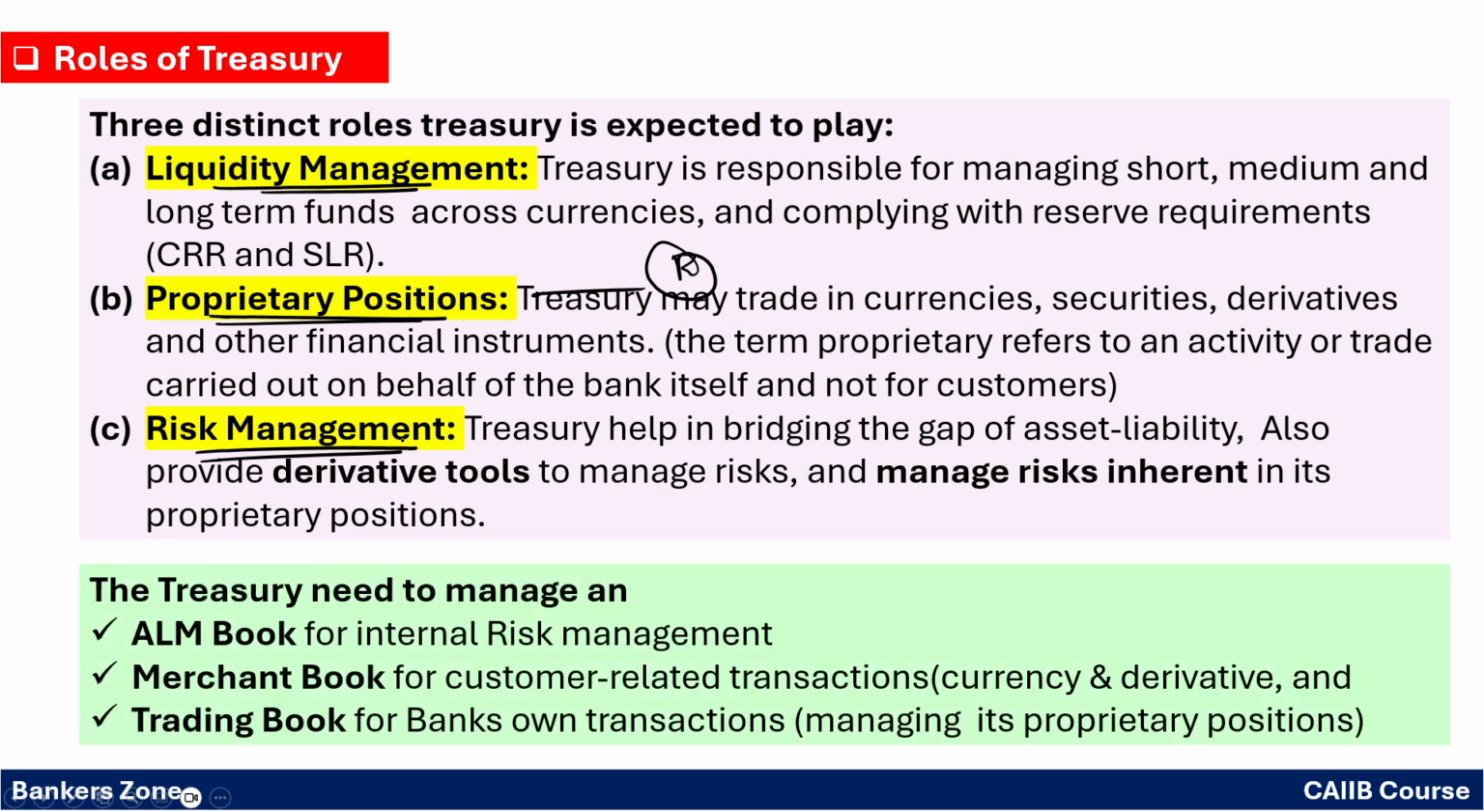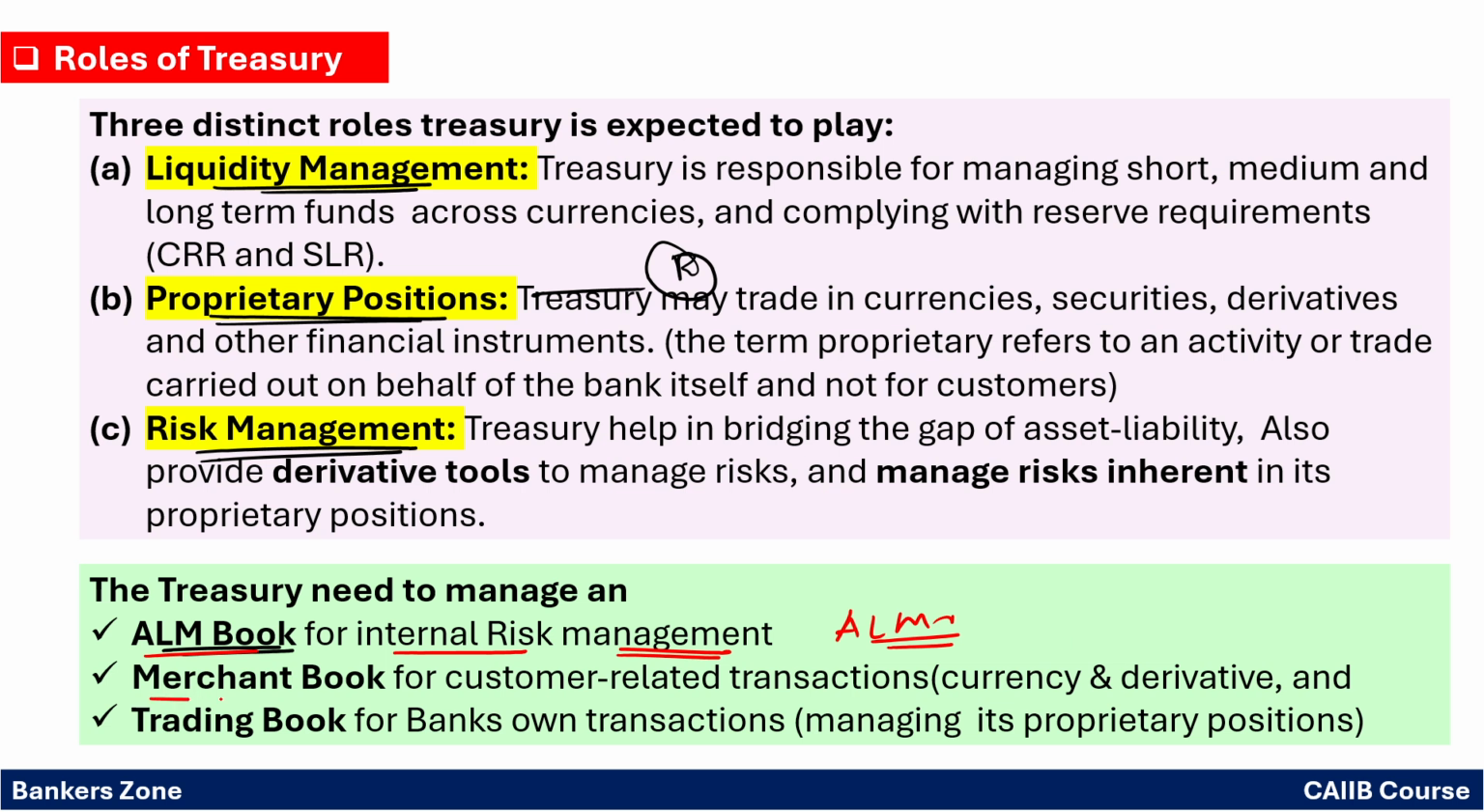Okay. Now, how does treasury manage different books? First is the ALM book. What is ALM? It is internal risk management. The book maintained for the risk management is called the ALM book. ALM means asset liability management book. Every treasury has to maintain it.